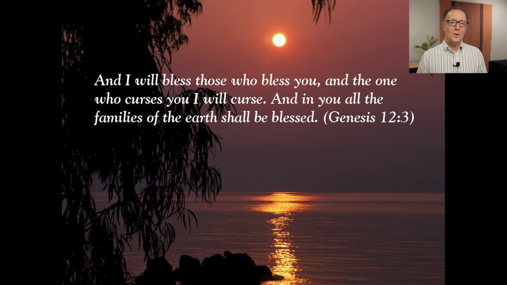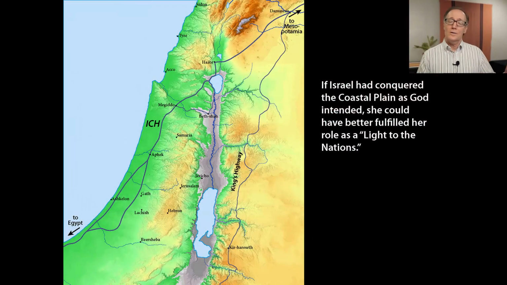And in Genesis 12:3, the promise to Abraham: "And I will bless those who bless you, and the one who curses you I will curse. And in you all the families of the earth shall be blessed." So God's intent for Israel was to be a blessing to the nations, to be a light to the nations. And there is a major international highway that runs along the coast.